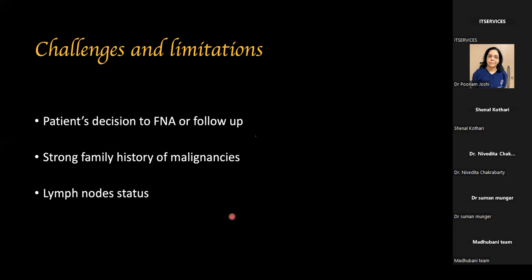And if there's a strong family history of malignancy, ACR TIRADS does not specify what to do, for example, medullary thyroid carcinomas. So in such cases, any nodule that you find a bit suspicious, irrespective of the size, you should go ahead and manage. You should discuss with the surgeons and the clinician. And what about the lymph node status?